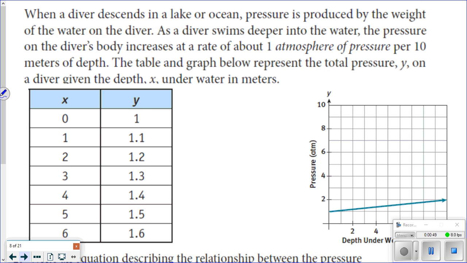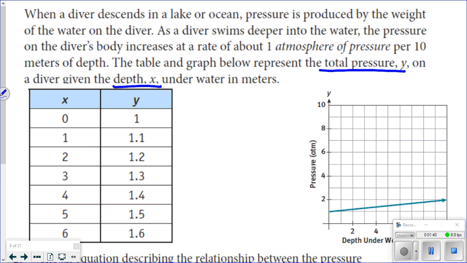So we are talking about a diver that's descending into a lake or an ocean, and that causes pressure on the diver by the weight of the water. So think about if you are in a lake or a pool, and as you swim deeper and deeper into the water, sometimes your ears might start to hurt. Okay, so if we are looking at the table and the graph, they represent the total pressure y on a diver given the depth x under the water in meters. Okay, so we are going to do question 2 and 3 first, and then come back to question 1.